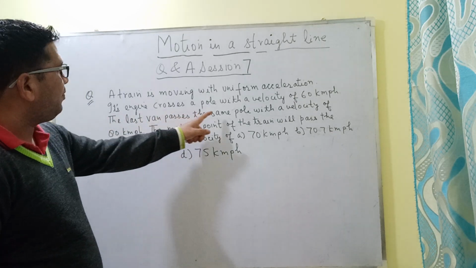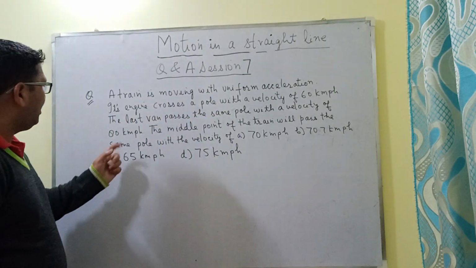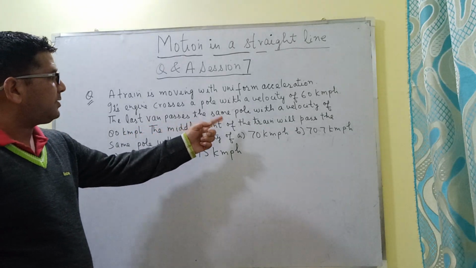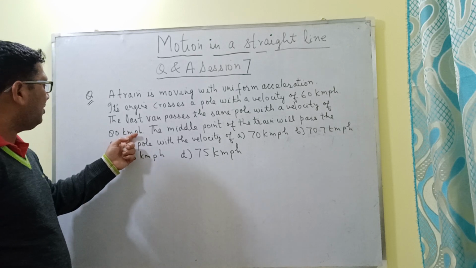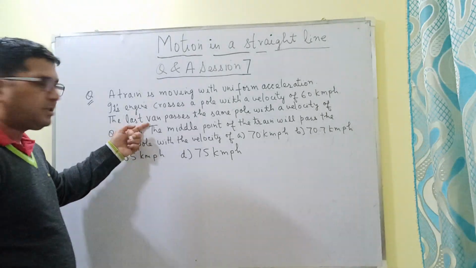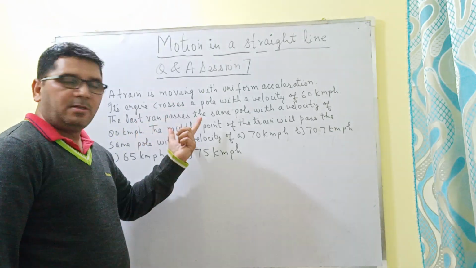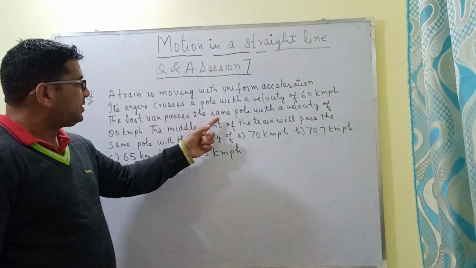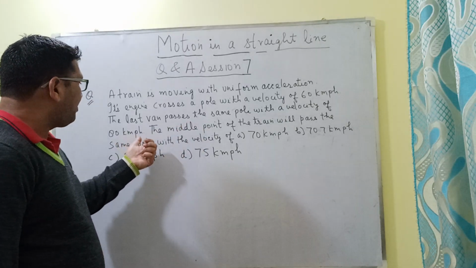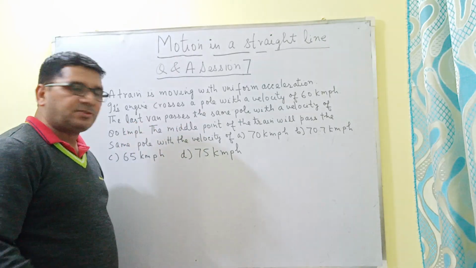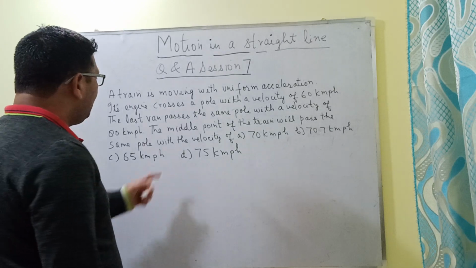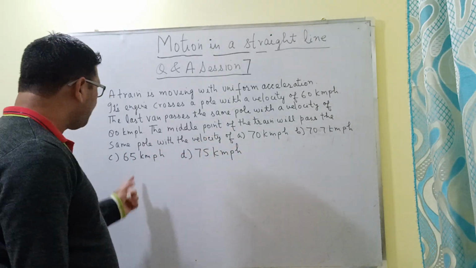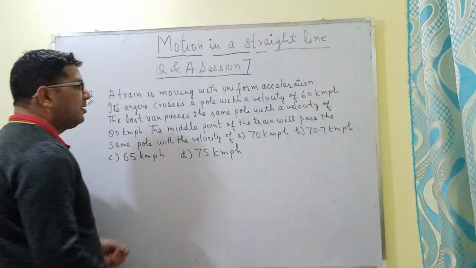Its engine crosses a pole with a velocity of 60 km per hour. The last van passes this same pole with a velocity of 80 km per hour. The last van means the last bogie of the train, the bogie in which the guard is stationed. The middle point of the train will pass through the same pole with a velocity of. Now there are 4 options here, and we have to find the correct one.